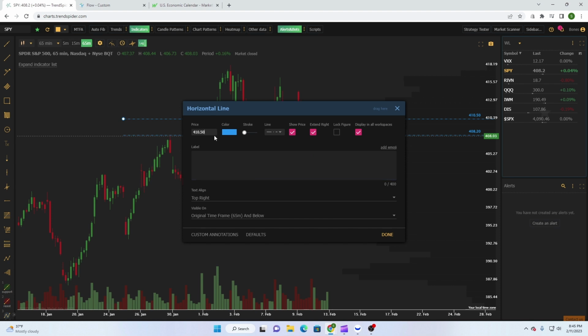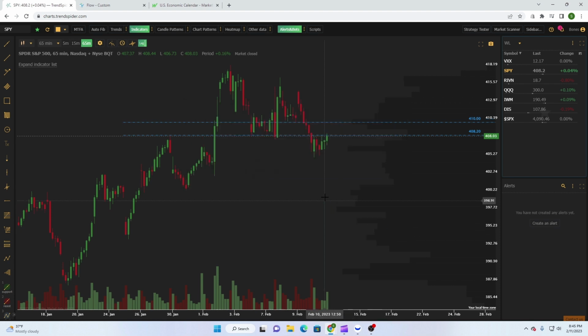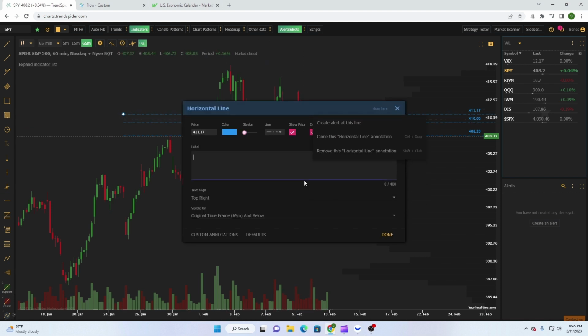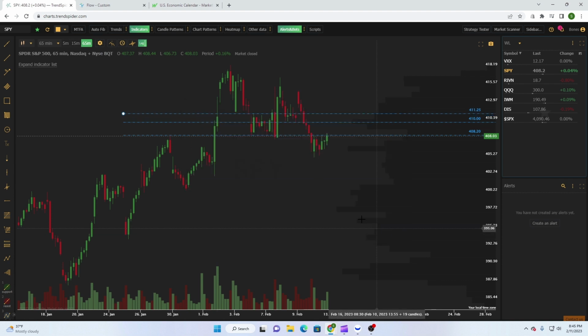Throw this on here. All right, and then I'm going to do a couple of levels lower. On the upside, it looks like we do have a lot of restriction. Over that, yeah, we can test up towards 411.25. So I'll mark that as well and just give me some ranges where potential support or resistance can come in, in this case being resistance. Throw that down.